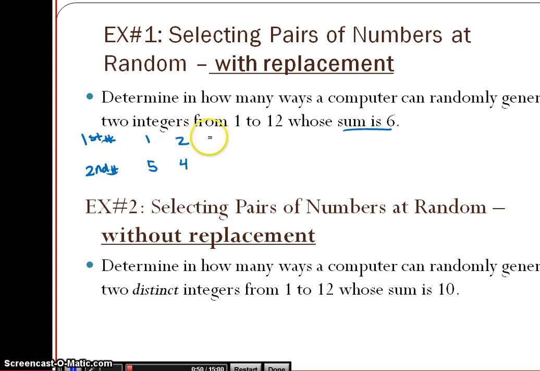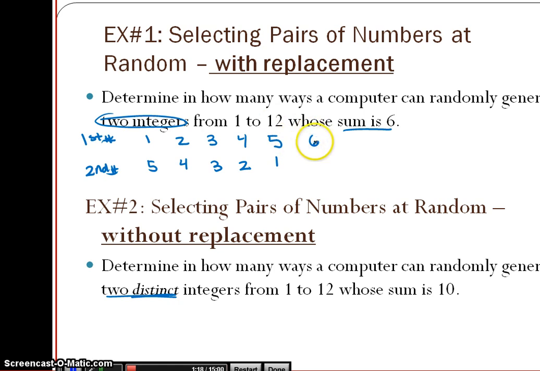or we can have 3 and the second number can be 3, because with replacement means it's just two integers versus in the second problem distinct integers. Okay, so there is no rule in this first problem that says it can't be 3 and 3. Okay, so both numbers can be 3. The first number can be 4 and the second number can be 2, and the first number can be 5 and the second number can be 1.